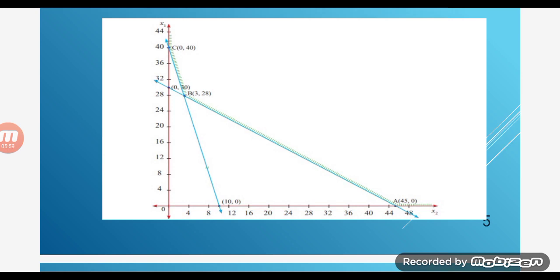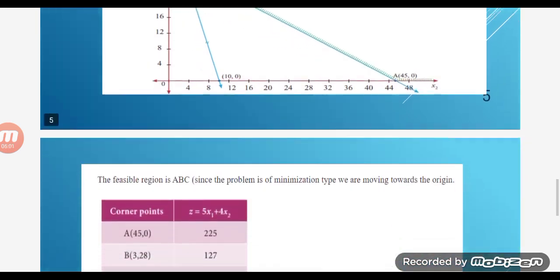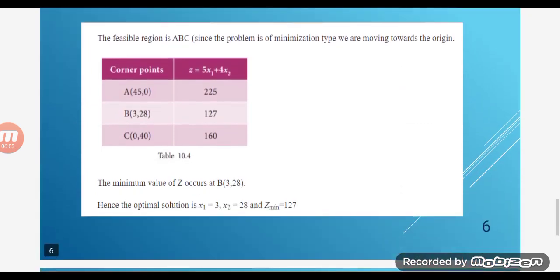Now I want to find the optimum solution. So I am going to substitute my corner points in the objective function. My objective function is 5x1 plus 4x2. If I substitute my corner points, I will get the value 225. For the point 3, 28, I will get 127. For the point 0, 40, I get 160.